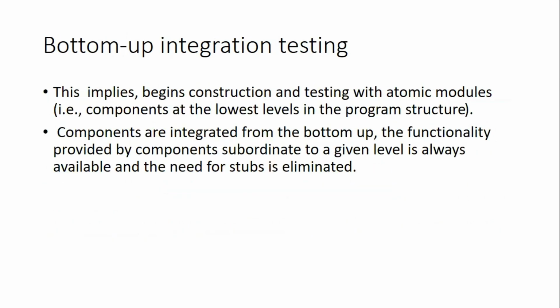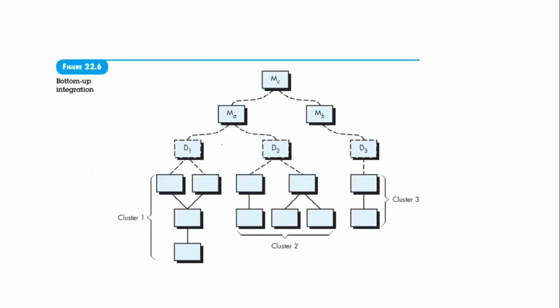So the next integration approach is the bottom-up approach. This begins construction and testing with atomic modules, that is, components at the lowest level in the program structure. Components are integrated from the bottom up. The functionality provided by the component subordinates to a given level is always available, and the need for stubs is eliminated. So this is the bottom-up integration.